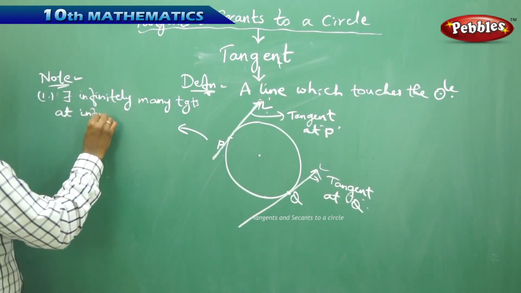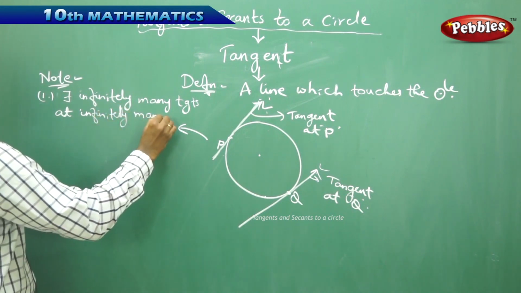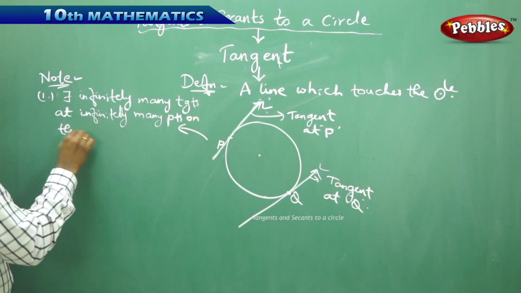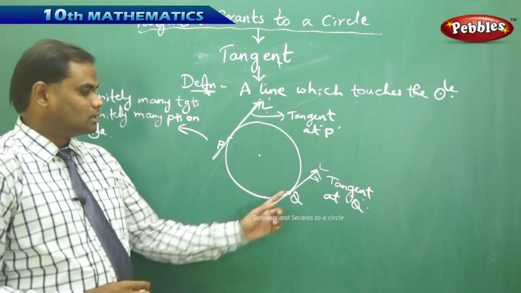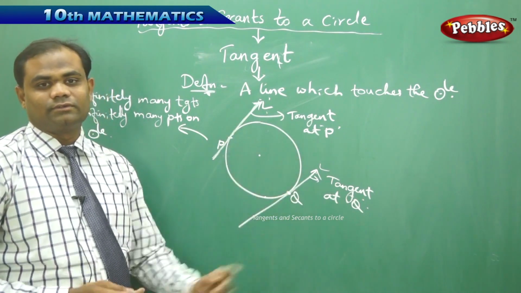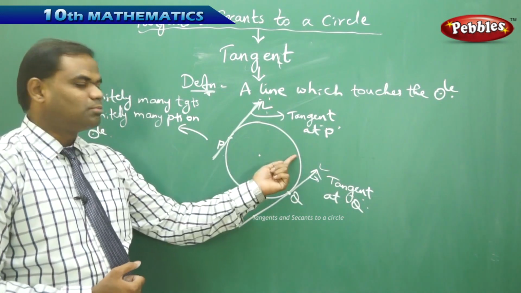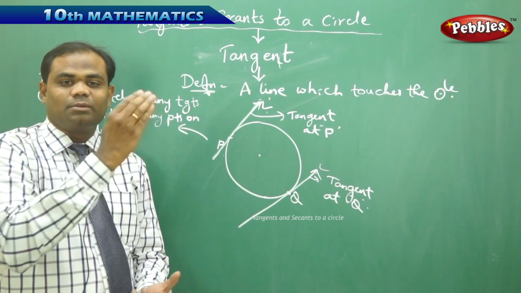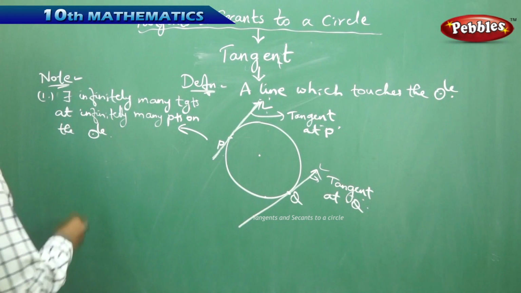at infinitely many points on the circumference of the circle, or on the circle. Because there are infinitely many points on the circumference of the circle, there are infinitely many tangents you can draw, each point referring to the respective tangent, or the line drawn at that point to the circle, touching the circle at that particular point.